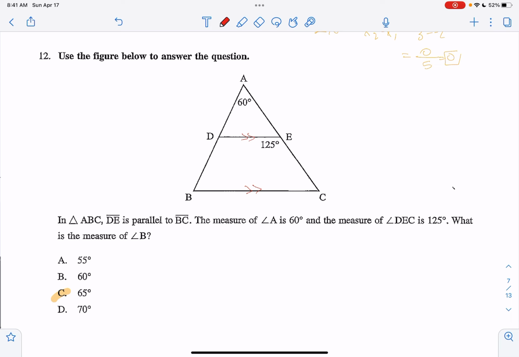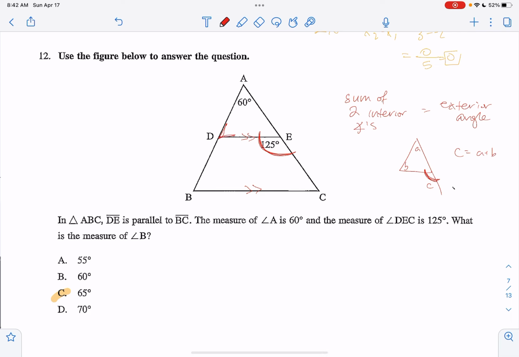So here we have 125, which is the exterior angle of the triangle on top. And to figure out the exterior angle, the sum of the two interior angles is equal to the exterior angle. So when you have a triangle here, this exterior angle C is equal to the sum of A plus B. So to figure out this angle here, you can just do 125 minus 60. That's equal to 65.